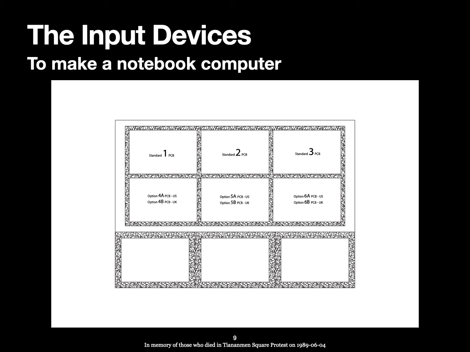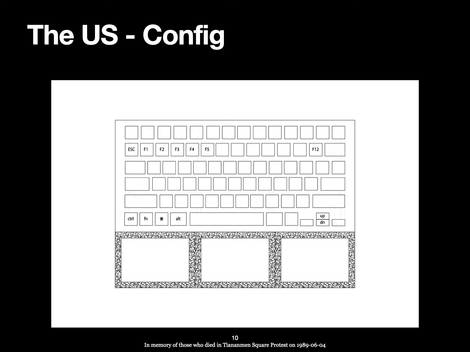At the bottom, we have 3 spaces for other types of input devices. Here is an example of the US keyboard. And here is an example of the UK configuration keyboard. As you can see here, the only difference between a UK and the US keyboard configuration is where the bottom 3 keyboard boards are.